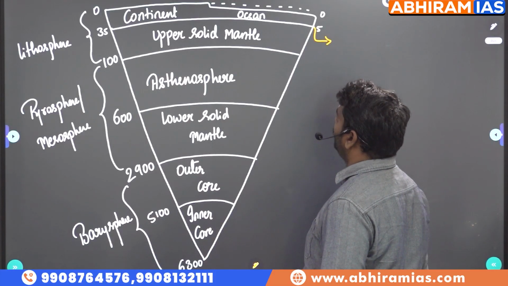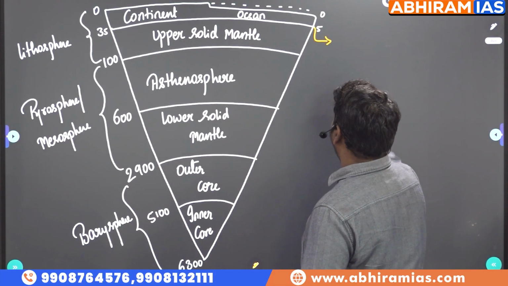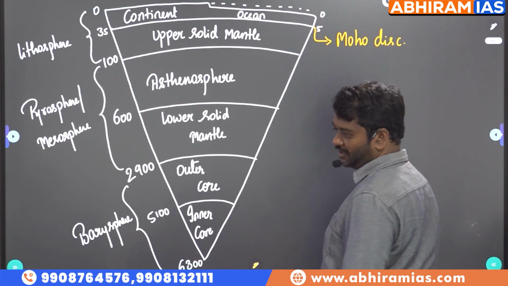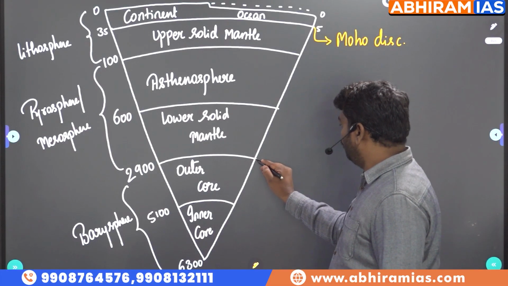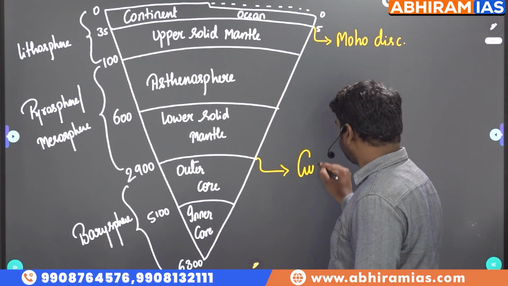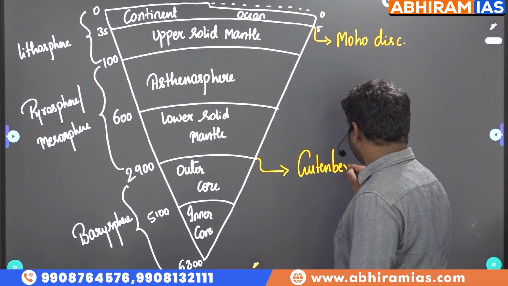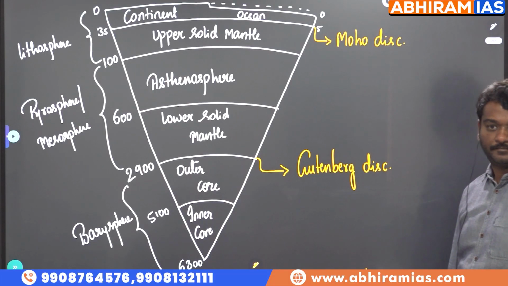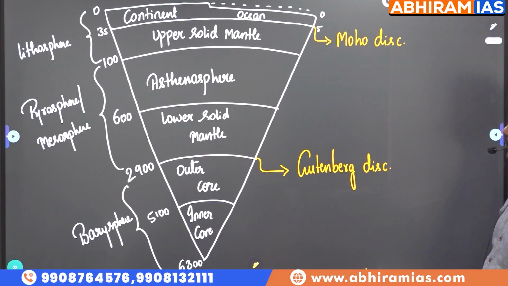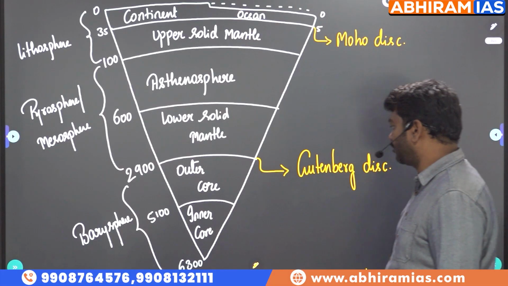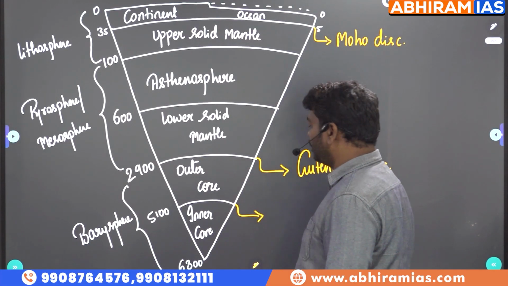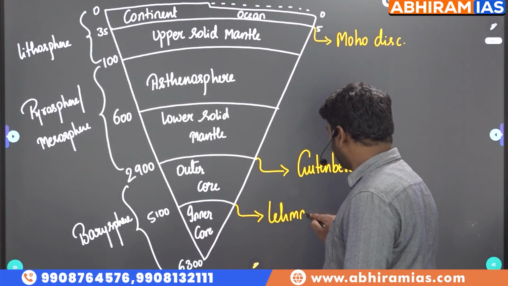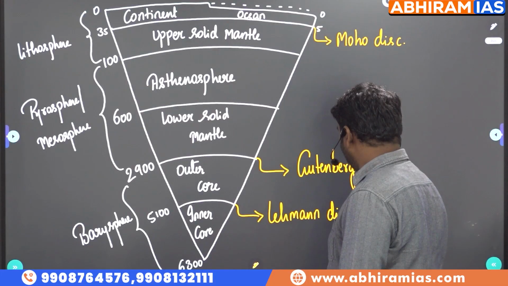In between crust and mantle, there is Moho discontinuity. Mantle and core, there is Gutenberg discontinuity. Outer core and inner core, Lehmann discontinuity.